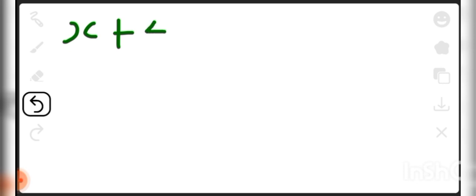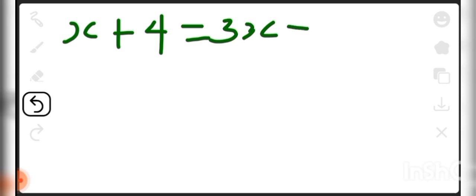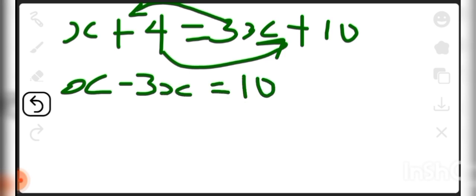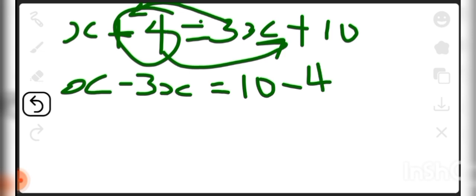x plus 4 is equal to 3x plus 10. What is x here? Remember, collect like terms. This will come to this side. This will move to this other side. So we're going to have x. If this 3x crosses the sign, remember I told you if there's no sign, it's positive. So it'll be minus 3x equal to 10. Plus 10 and 10 are the same. Then if this plus 4 crosses this sign, it becomes minus 4 or negative 4.